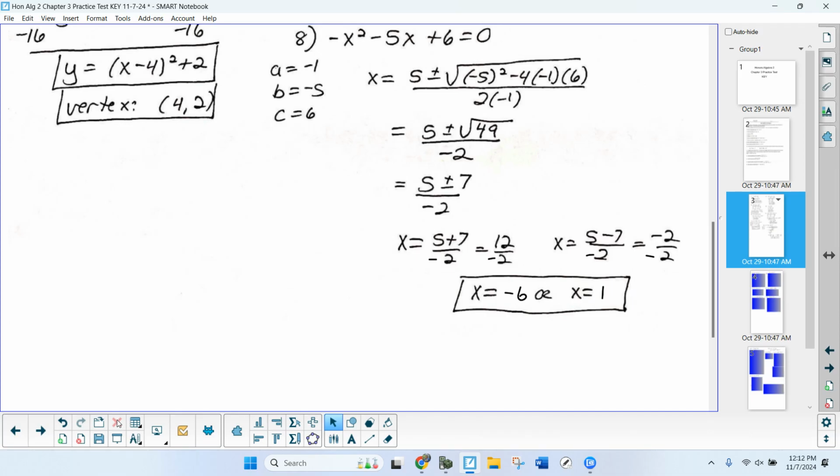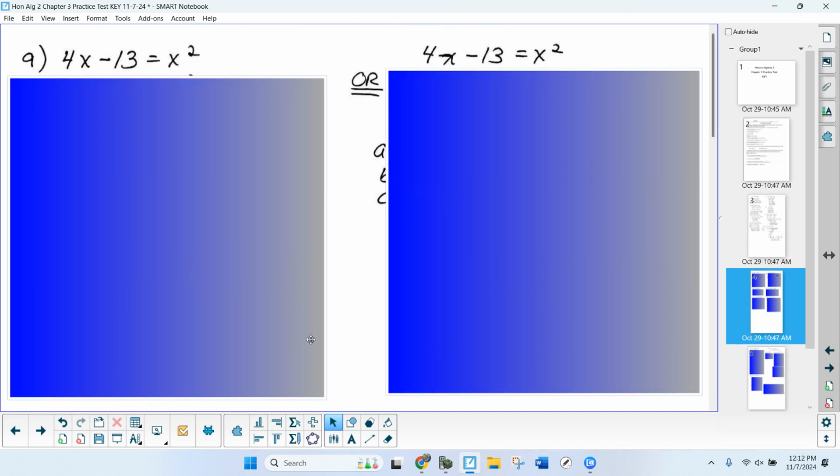Number 9. Quinn. Okay. Quadratic formula again. Let's see what he did. Oh, and I like he put the quadratic formula off to the side. x equals -b plus or minus square root of b squared minus 4ac all over 2a.